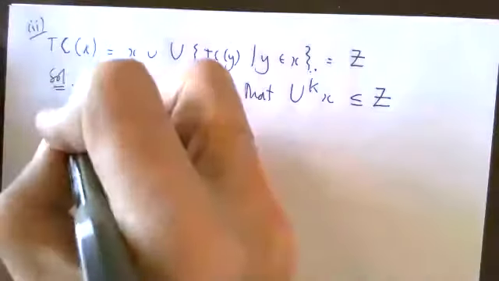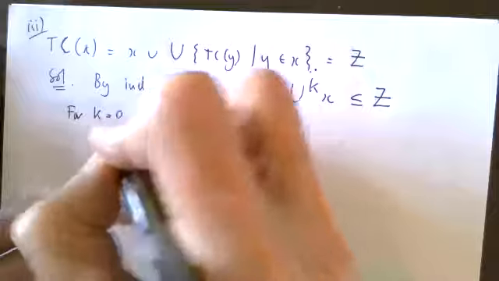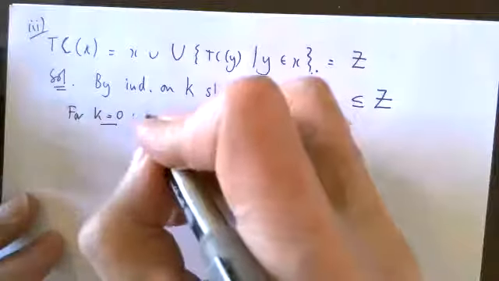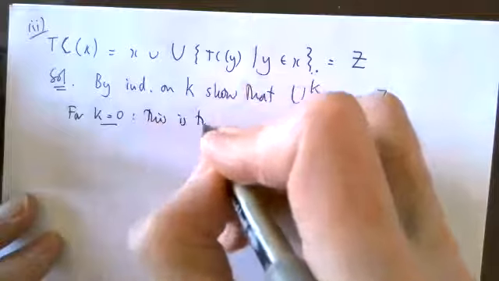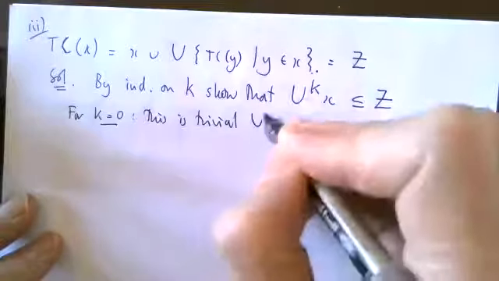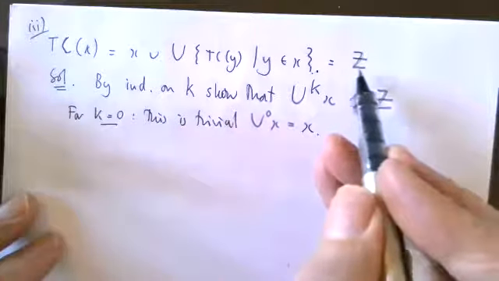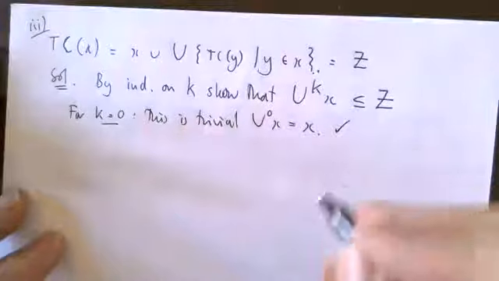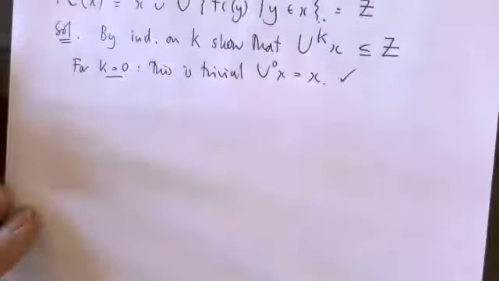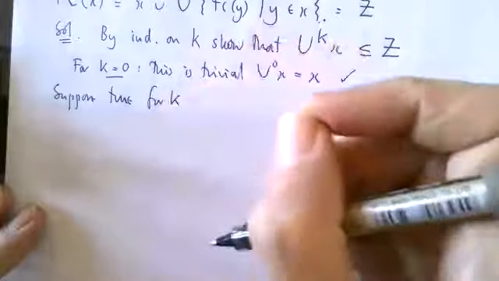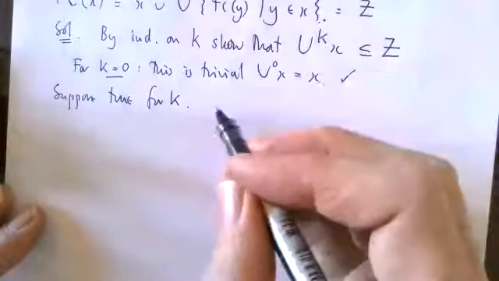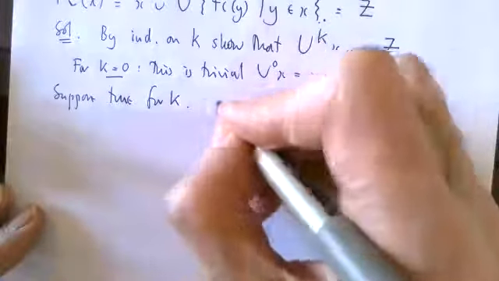Okay, so k equals 0, this is trivial, because U0 of X is just X. And clearly that is a subset of Z. Okay, so suppose it's true for k. Pick something in U^(k+1) of X.